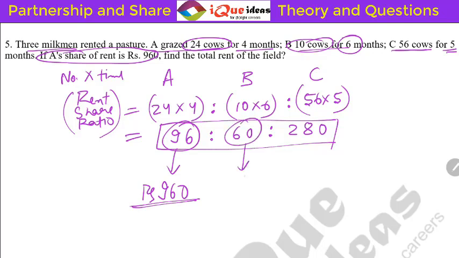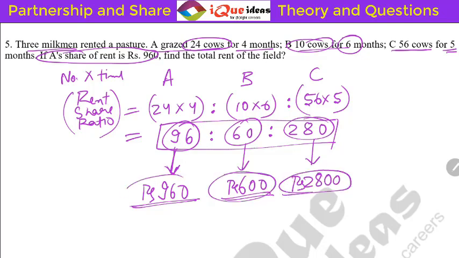So 60 will be 600. It is simply 10 times. See, if 96 is 960, that means 60 actually will be 600 and 280 will actually be equal to 2800. Everything will become 10 times. So these are the actual shares of each person.